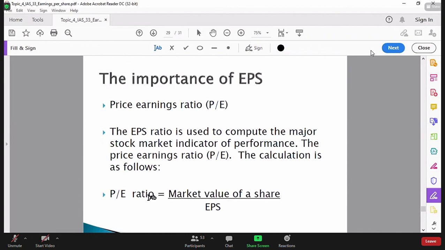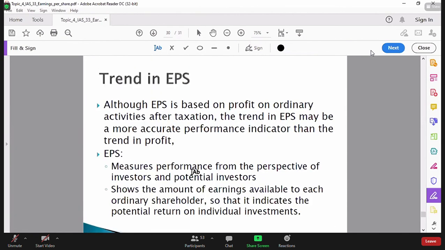Okay, let us try. So the PE ratio, how much do you get? The market value is 1 and then you divide with 9 cents. You got 11.11. This is just an example. So meaning the price earnings ratio is 11.1, which is good.